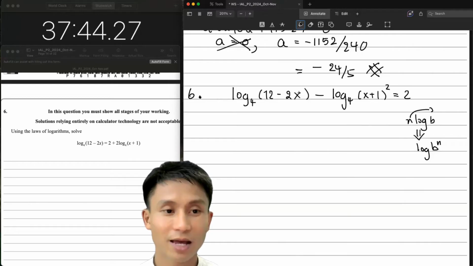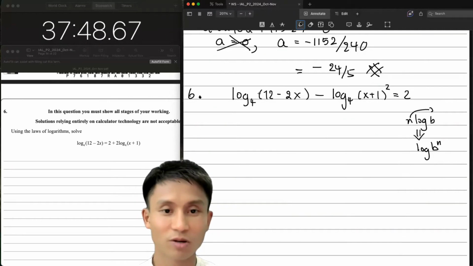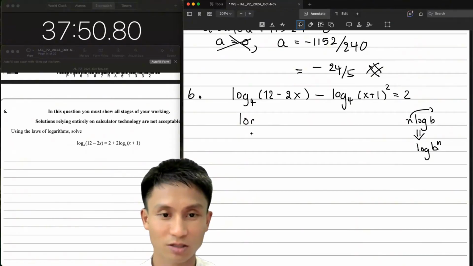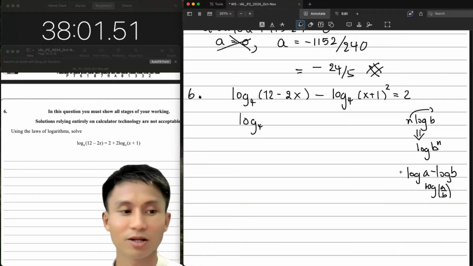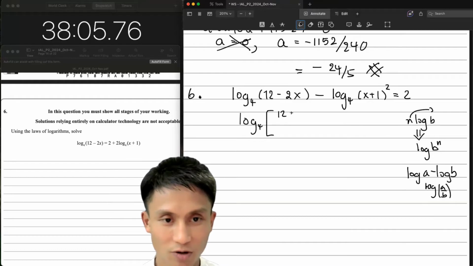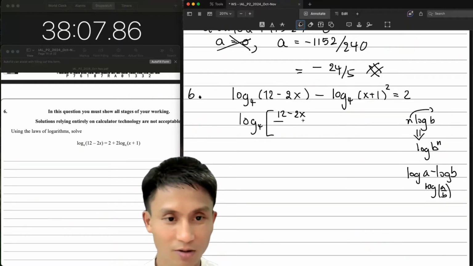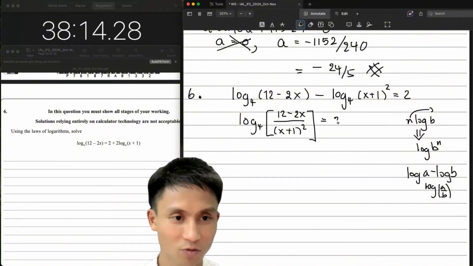All right, and then the reason why I did the 2 here is because we want to merge these two logs using what? Log A minus log B, right? That would be log A over B, yeah? That's another log property there. So I'm going to get 12 minus 2x over x plus 1 squared as the argument of a single log base 4.